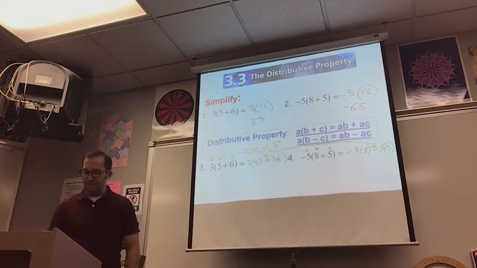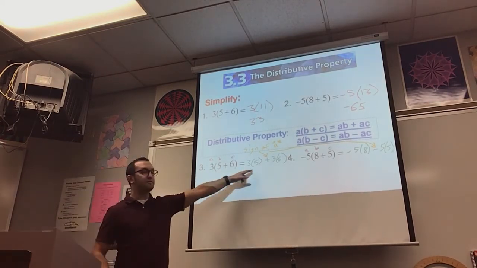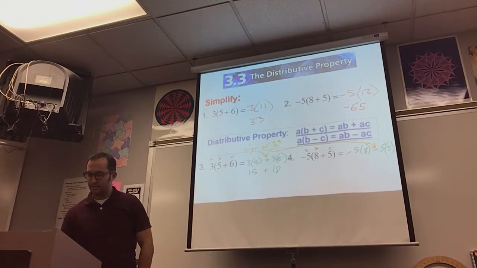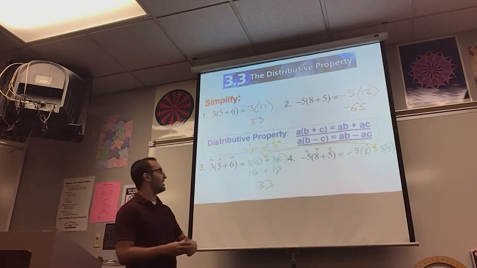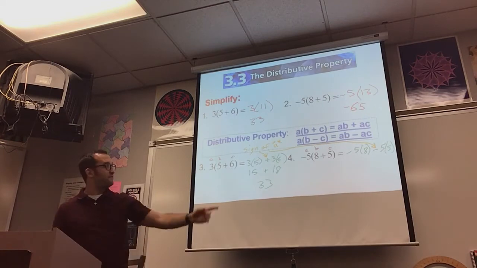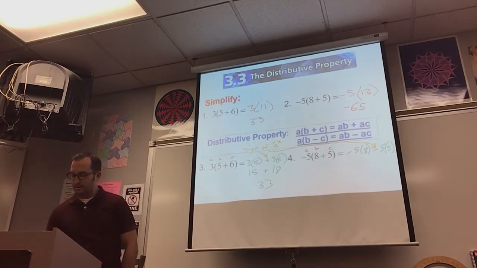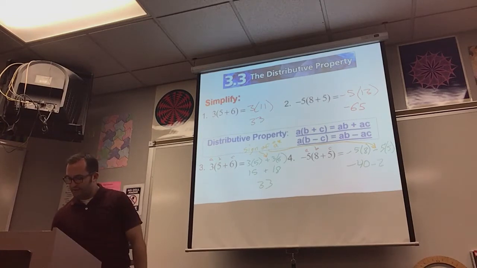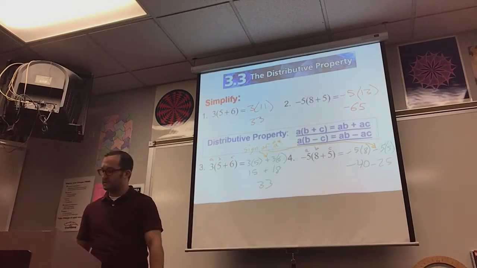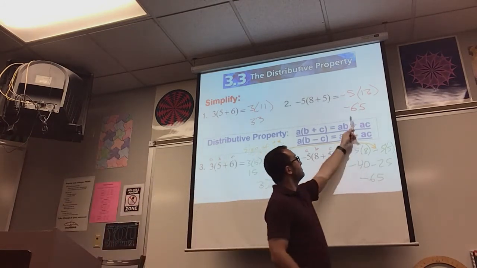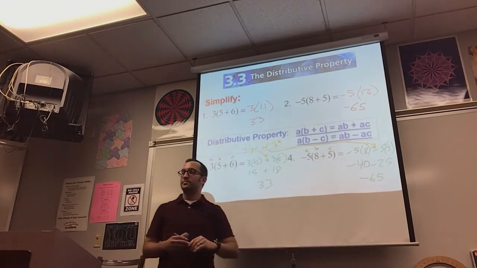And of course, let's simplify those. 3 times 5 is? 3 times 6 is? 15 plus 18 is? 33. Hey, look at that. Negative 5 times 8 is negative 40. Negative 5 times 5 is negative 25. Negative 40 and negative 25 is negative 65. Hey, look at that. We proved the distributive property.